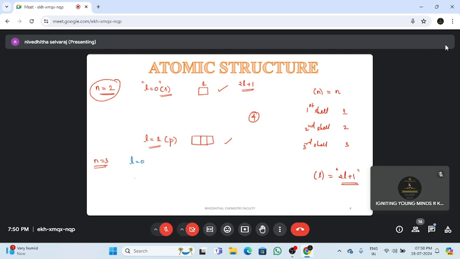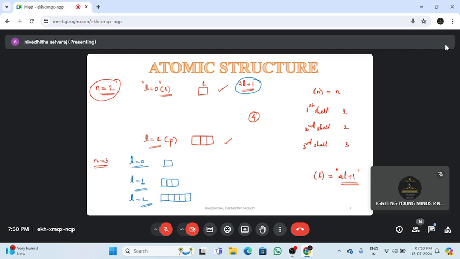L is equal to 0, L is equal to 1, and L is equal to 2. According to this formula, now we'll calculate the number of orbitals. For L is equal to 0, I'll have only one orbital. For L is equal to 1, I'll have 3 orbitals. And for L is equal to 2, how many orbitals will I have? 5, ma'am. Very good, it is 5.